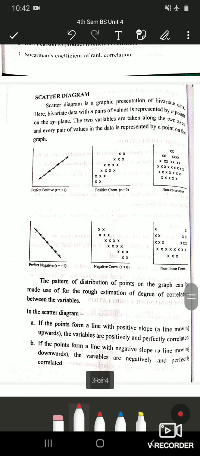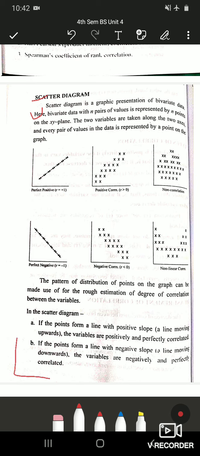So what is a scatter diagram? A scatter diagram is a graphic presentation of bivariate data. What do you mean by bivariate? Bivariate means there are two variables. So here bivariate data with n pairs of values is represented by n points on the xy plane.